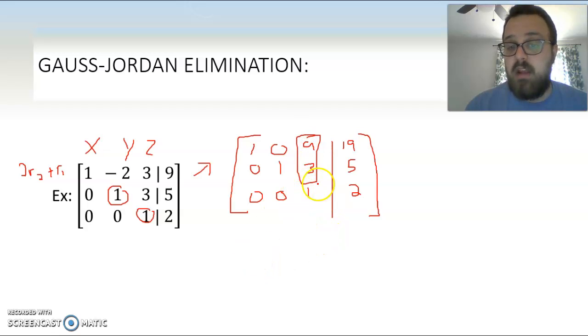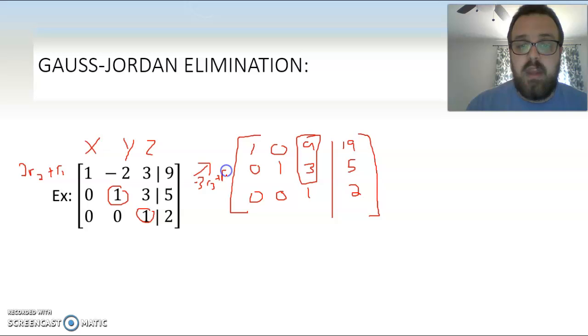Well, I'll use this row right here. I have a 1, and that can get rid of these. So I'll do -3, row 3 plus row 2. And I'll do -9, row 3 plus row 1. And that's going to make it so I have that reduced row echelon form that I'm looking for.